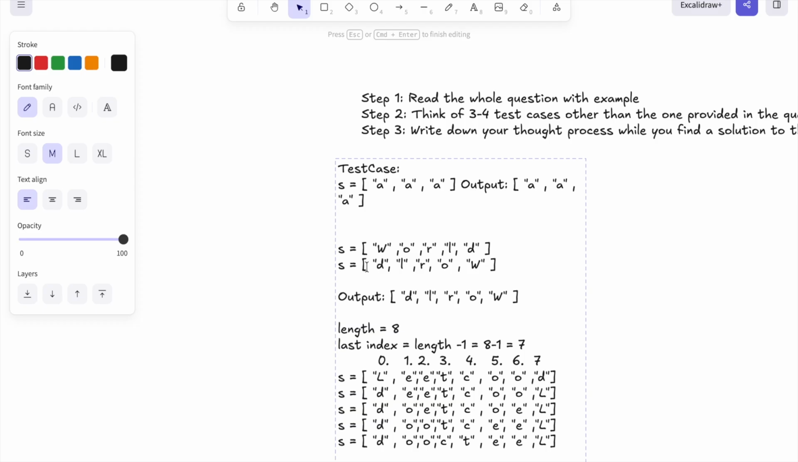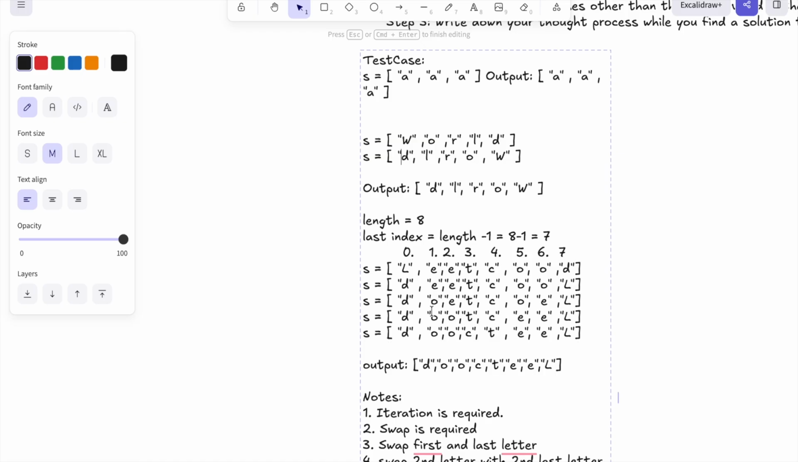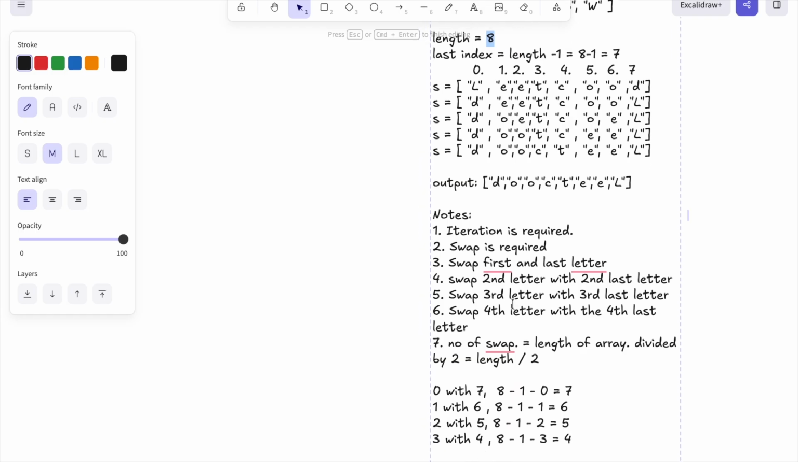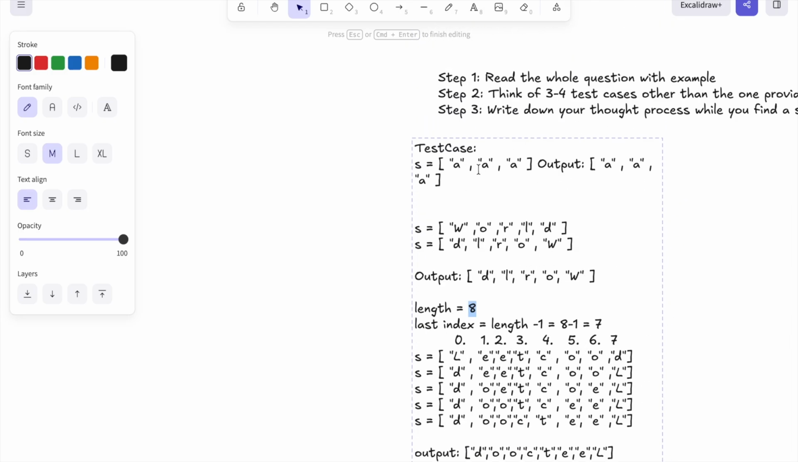In this case, you can see that the length is 5 and we need to do only 2 swaps. So 5 divided by 2 gives you 2, so we need to do only 2 swaps. So one more thing is clear, that the number of swaps is equal to the length of the array divided by 2. So the number of swaps would be length divided by 2. That's what we concluded from here, because in this case the length was 8 and we did 4 swaps. Here the length was 5 and we did 2 swaps, that is 5 by 2.